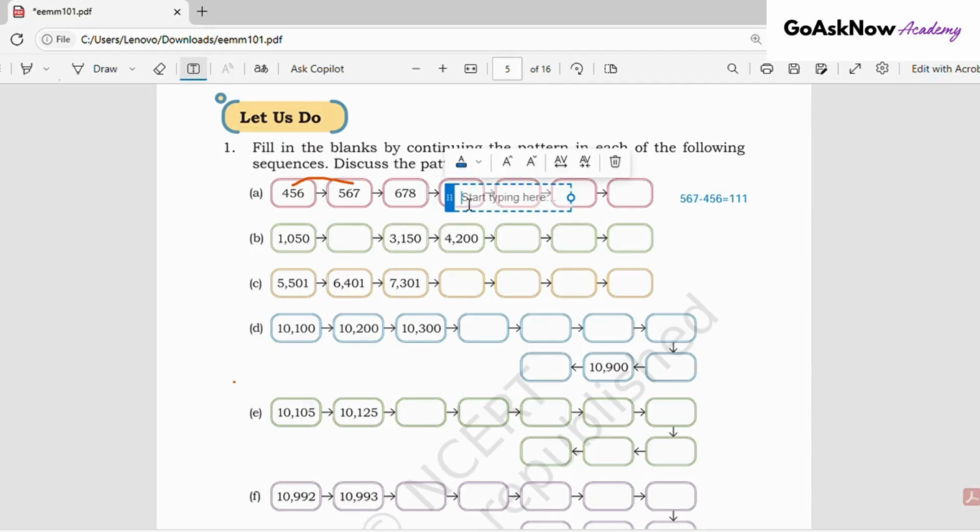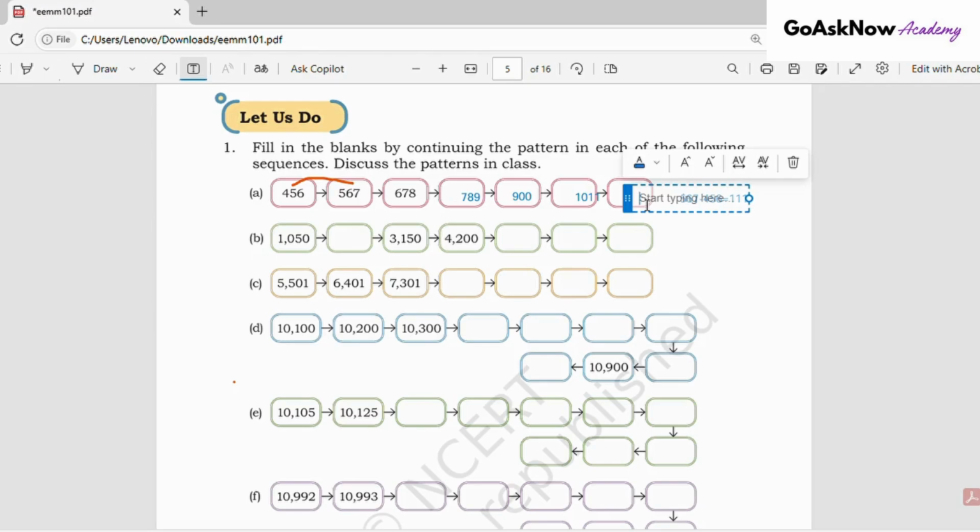We have to add the same way. That means 678 plus 111 equal to 789. Next, 789 plus 111 equal to 900. After that, we have to add 900 plus 111 equal to 1011. Next, 1011 plus 111 equal to 1122.